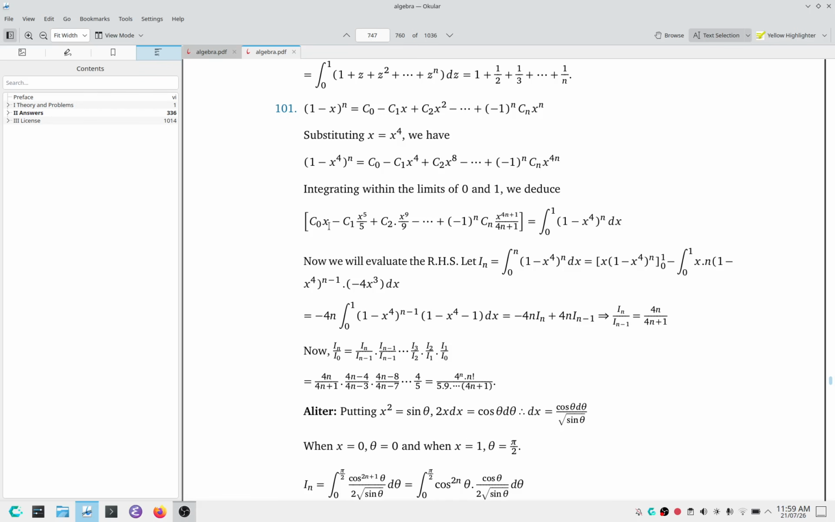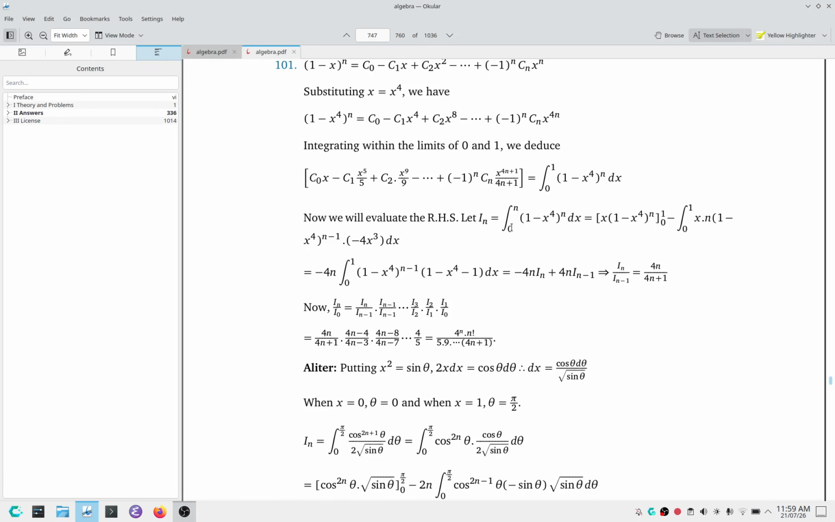So our left hand side is C0 x minus C1 x to the power 5 upon 5 plus C2 x to the power 9 upon 9 and so on up to (minus 1) to the power n Cn x to the power 4n plus 1 upon 4n plus 1. And right hand side is the integration of (1 minus x^4) to the power n.